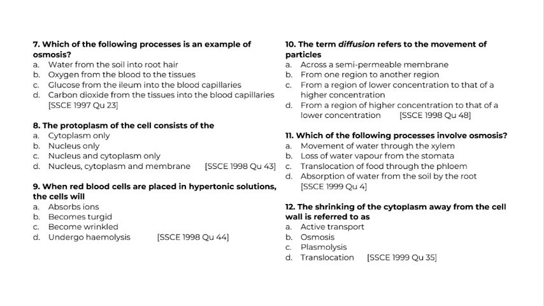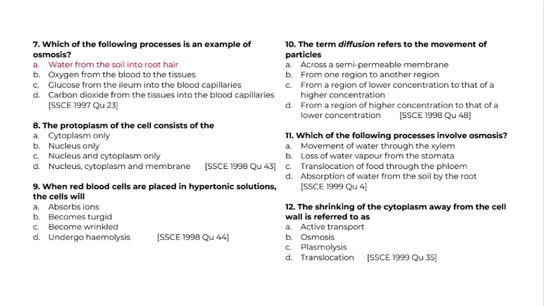Question number 7. Which of the following processes is an example of osmosis? A, water from the soil into the root hairs; B, oxygen from the blood to the tissues; C, glucose from the ileum into the blood capillaries; D, carbon dioxide from the tissues into the blood capillaries. Now, if you know the definition of osmosis, you realize that this is pretty easy and straightforward. Osmosis involves the movement of water, whilst diffusion involves the movement of any gas particle. Even if you don't know the answer, the fact that option A has movement of water, while B has oxygen, C has glucose, and D has carbon dioxide, makes option A the correct answer. So the answer over here is water from the soil into the root hairs.